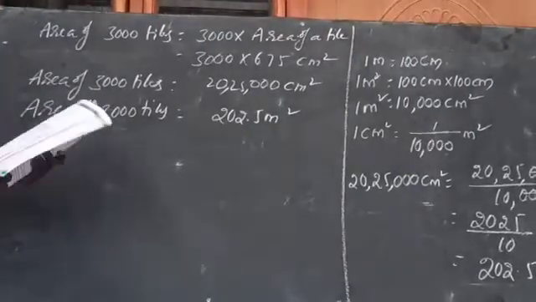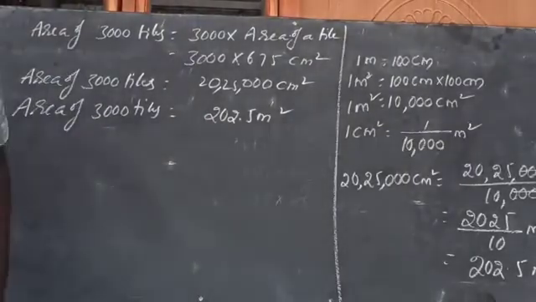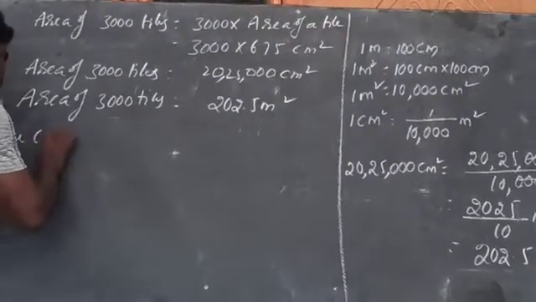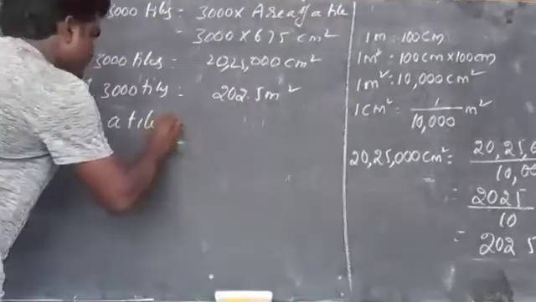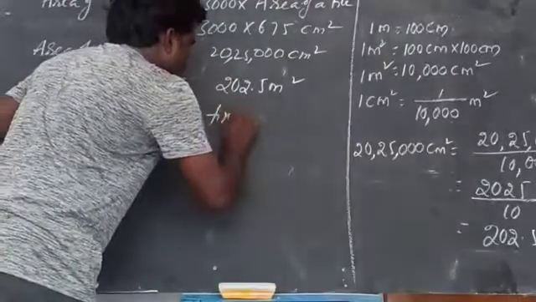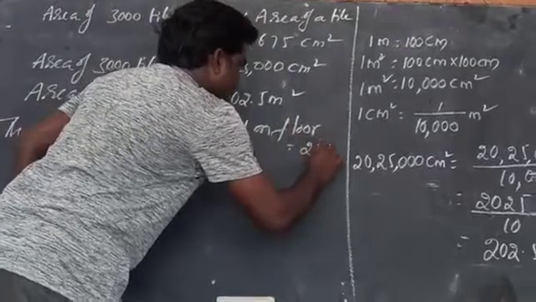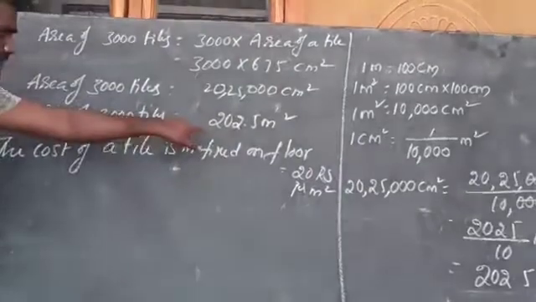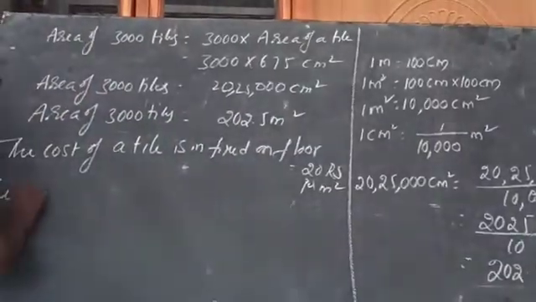Now the question: find the total cost of flooring if each tile costs 20 rupees per meter square. So the cost of tiles fixed on the floor is how much? 20 rupees per meter square. Here, how many meter squares are there? 202.5 meter square.